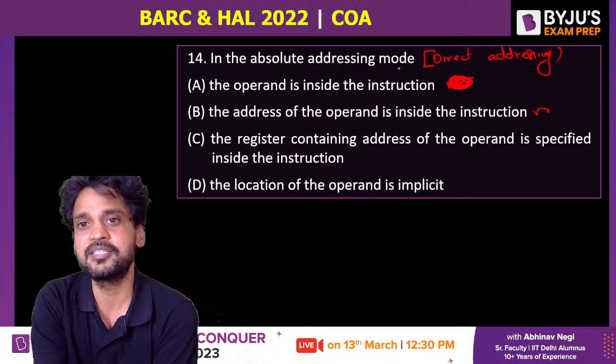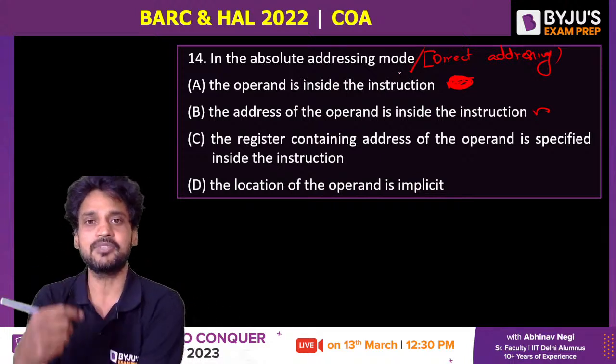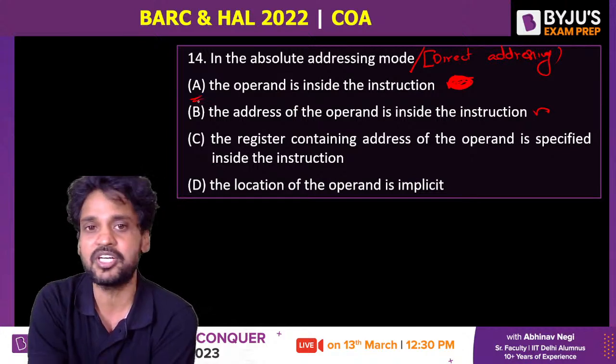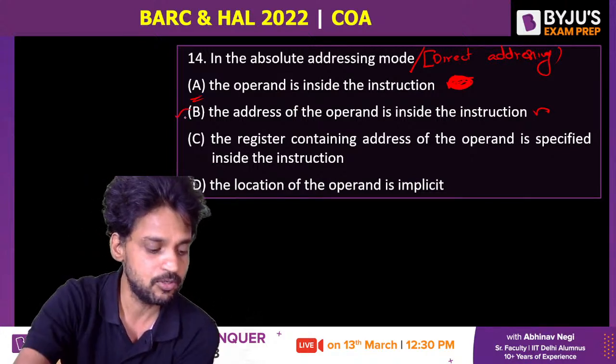Okay, direct addressing mode or absolute addressing mode are one and the same, because the address of the operand is specified within the instruction. Beg your pardon, A is not correct, B is correct. Okay, I hope I made myself clear.